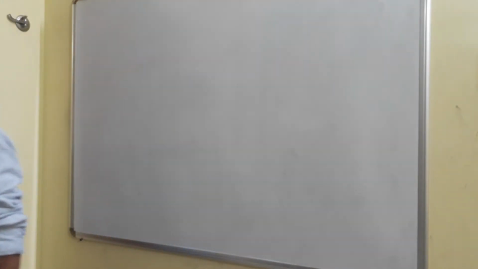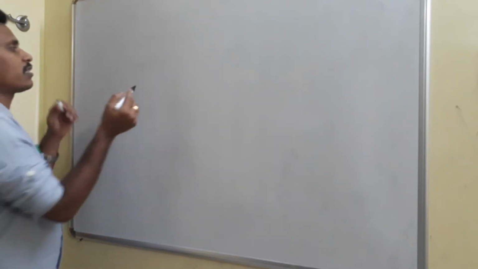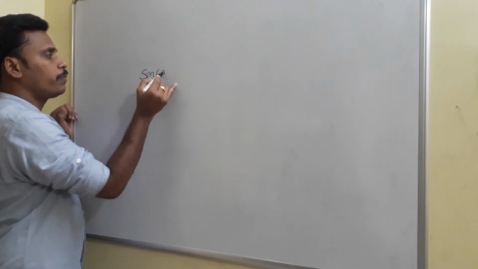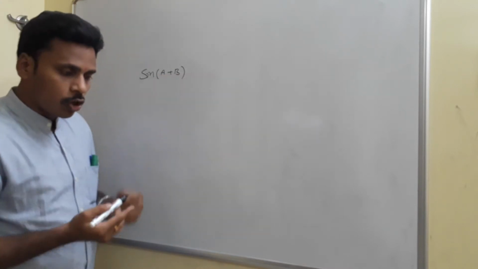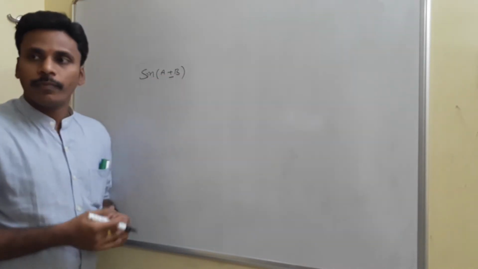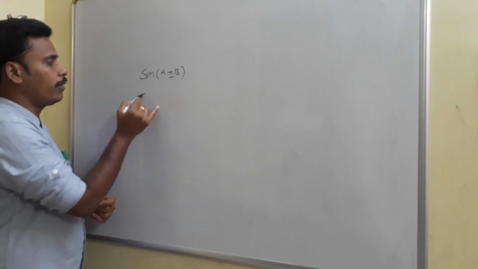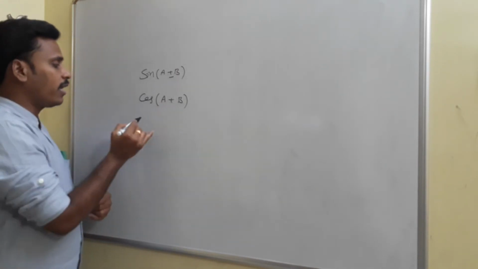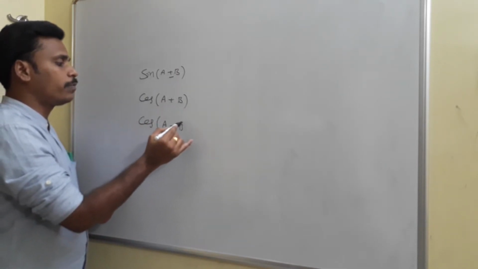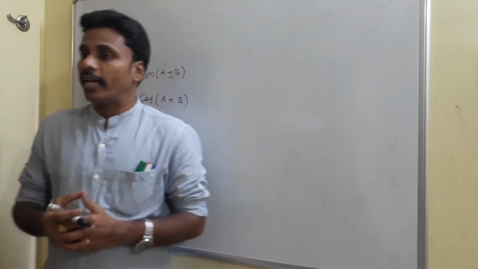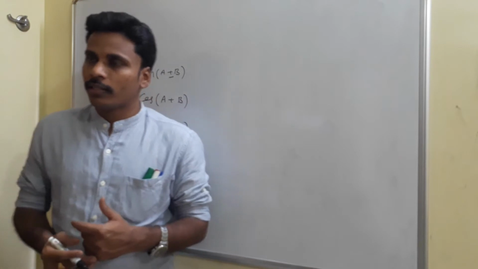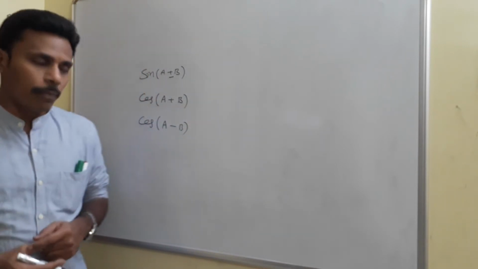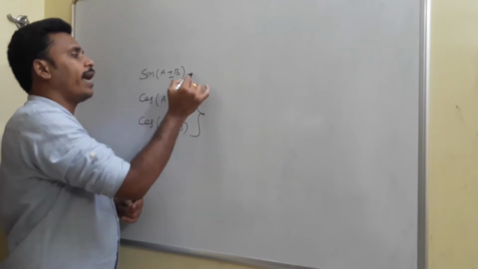And trigonometric ratios for these compound angles we are discussing, like sine of A plus B, sine of A minus B. That's what we are discussing from these two days. Sine of A plus B is sin A cos B plus cos A sin B, sin of A minus B is sin A cos B minus cos A sin B, whereas cos of A plus B is cos A cos B minus sin A sin B, and cos of A minus B is cos A cos B plus sin A sin B.